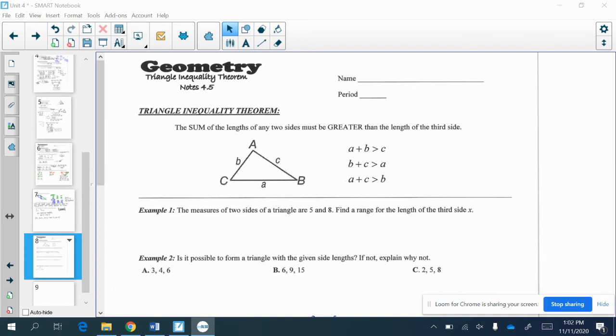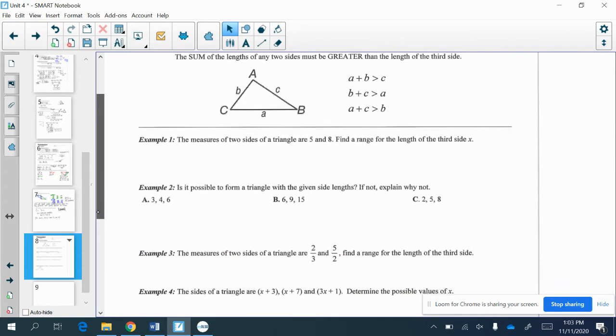The triangle inequality theorem says the sum of the lengths of any two sides must be greater than the length of the third side. So here, if we have sides A, B, and C, A plus B has to be greater than C, B plus C has to be greater than A, and A plus C has to be greater than B.